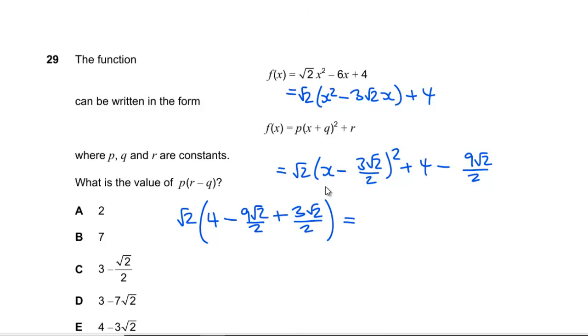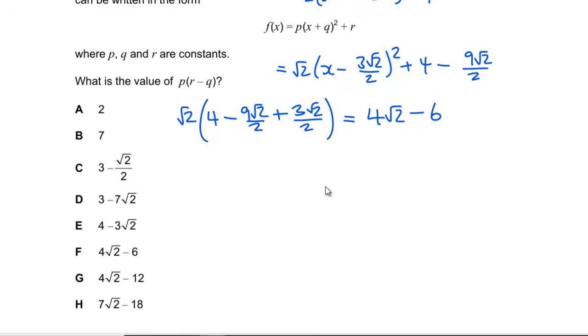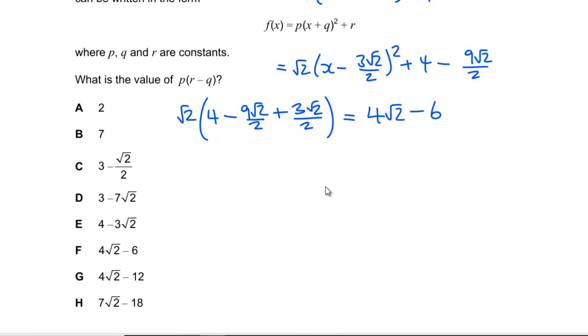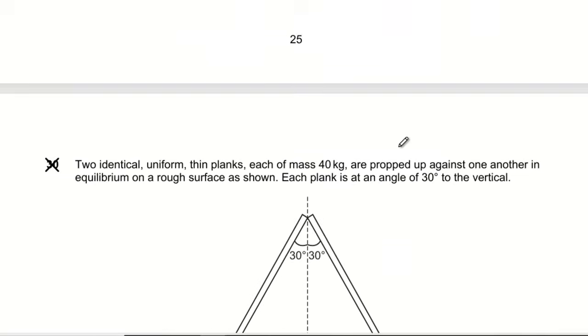So that's going to be 4 root 2, and then I've got a minus 6. Is it just minus 6? Yeah, because then I'm going to multiply by the root 2, which is going to cancel with the 2 at the bottom. So 4 root 2 minus 6, assuming I've done that. Okay, so F, at least it's still there. Heart in mouth until you actually see if the answer's there.